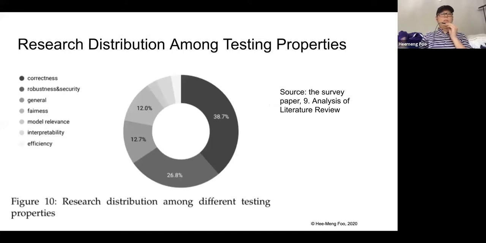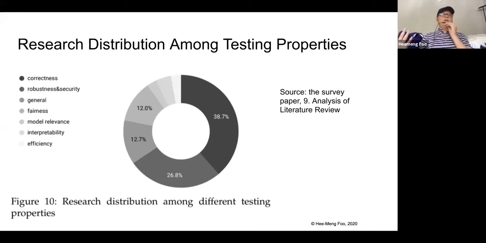Okay, so over here, what the authors have done, which I kind of like, is classify the research into these, let me see, 1, 2, 3, 4, 5, 6 properties. You can think of them as properties of what aspect of the machine learning algorithm or system you're trying to test for. So there's correctness, robustness, security, fairness, model relevance, interpretability, and efficiency.